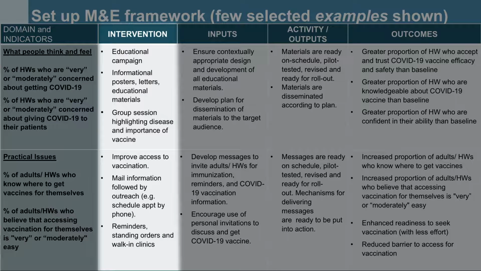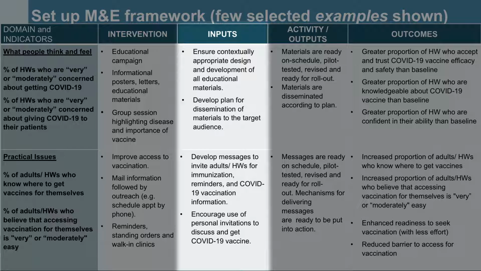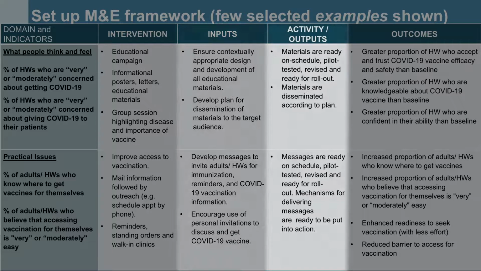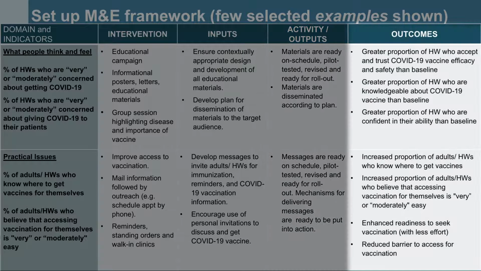Interventions could be educational campaigns or informational posters, letters, materials, or group sessions to highlight the disease and the importance of the vaccine. Inputs could ensure that they are designed appropriately and the development of all educational materials are done on time. There could be a development of a plan for dissemination of materials to the target audience. Activity and outputs could include materials ready on schedule, pilot tested, revised and ready for rollout, and materials disseminated according to the plan. Finally, outcomes.